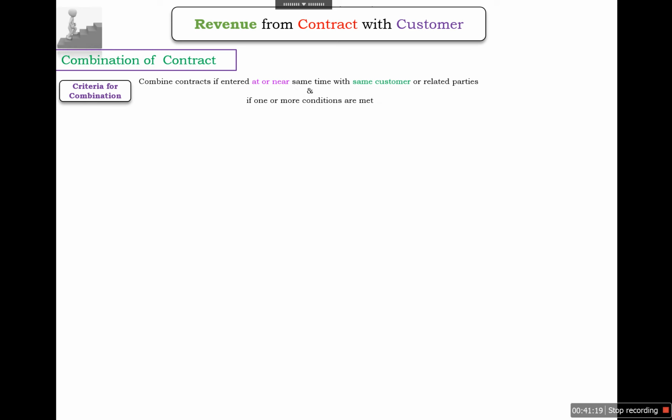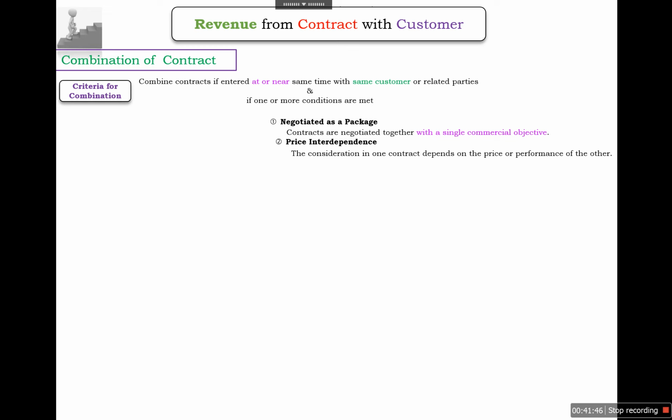So it is near the same time with the same customer and if one or more conditions are met. For example, contract is negotiated as a package. So contracts are negotiated together with a single commercial objective. In this case, we will combine the contract. And price is interdependent. Consideration in one contract depends on the price or performance of another. So it is considered that it is negotiated as one contract.